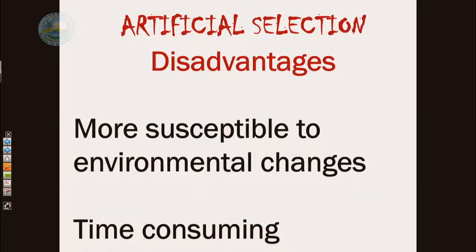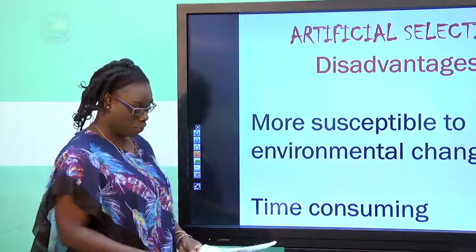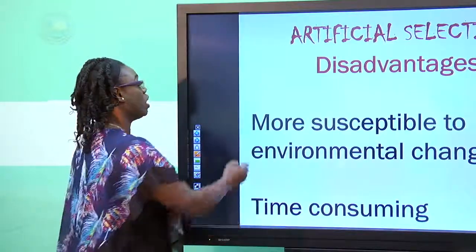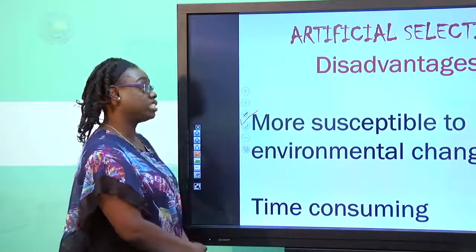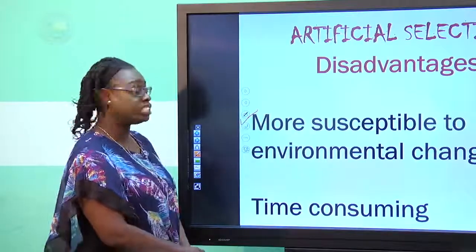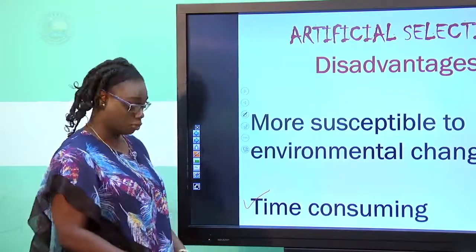However, artificial selection has its disadvantages. For artificial selection to be successful, it must involve inbreeding. And this has problems associated with it. So we have, in most cases, the new organism is more susceptible to environmental changes, and the whole process is quite time-consuming.